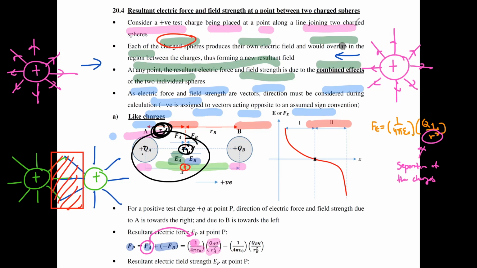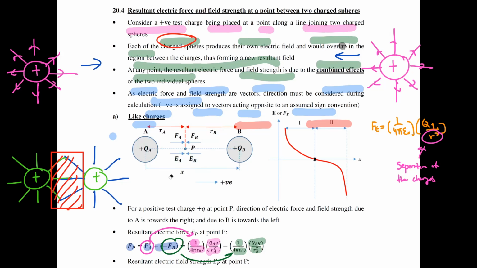Okay. If you're talking about FB, FB would be 1 over 4 pi epsilon naught QBQ over RB squared. So the two charges are QB and Q. The separation is RB here. Okay. So this is the full equation that you would use if you want to calculate the resulting electric force, resulting electric field strength, and whatnot.